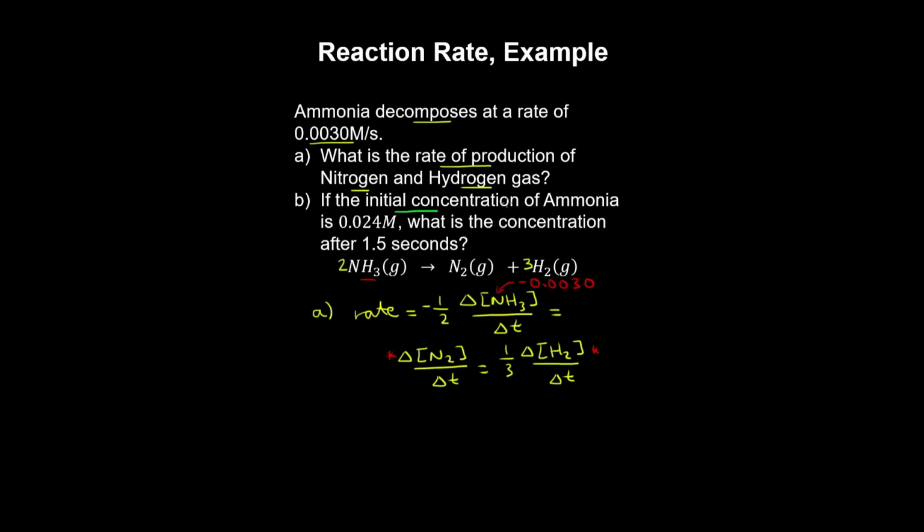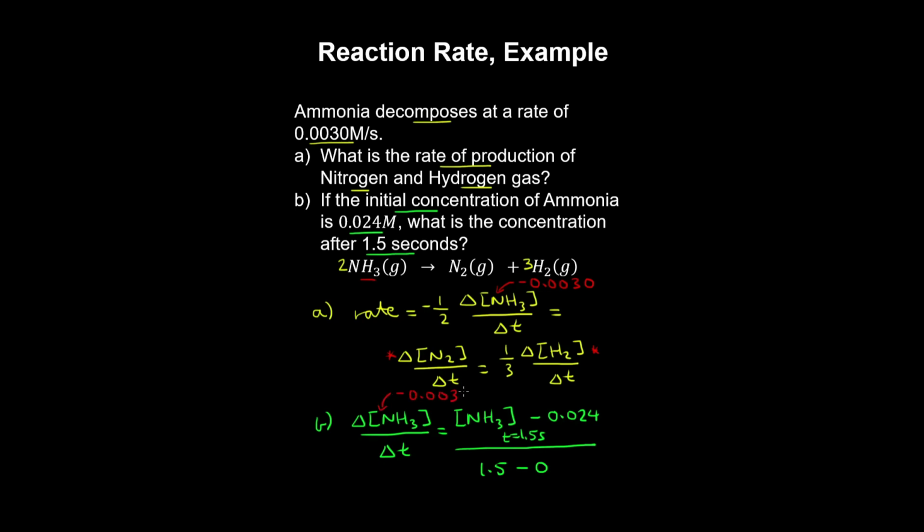Now if the initial concentration of ammonia is 0.024 molar, what is the concentration after 1.5 seconds? So we have the change in concentration of ammonia over time is equal to the concentration of ammonia at 1.5 seconds minus the initial concentration, which is given, and that's divided by the change in time. And we have the rate of decomposition given in the problem, so you can solve for the concentration of ammonia at 1.5 seconds.